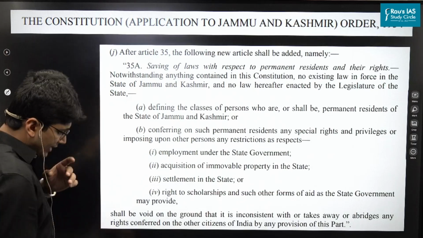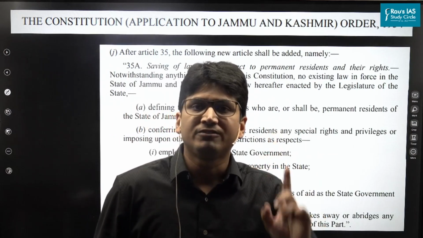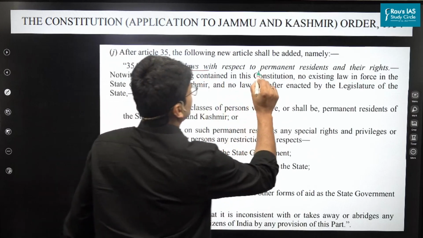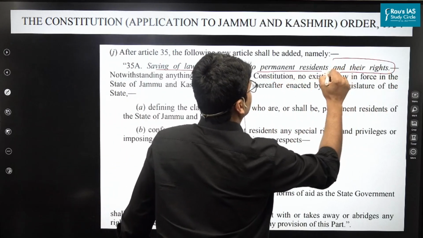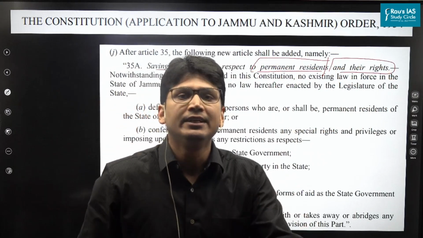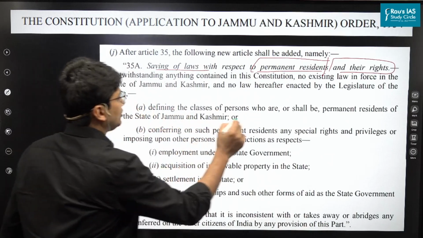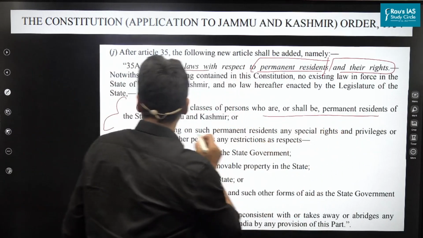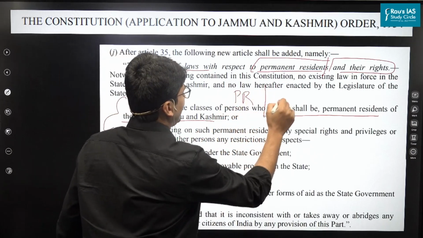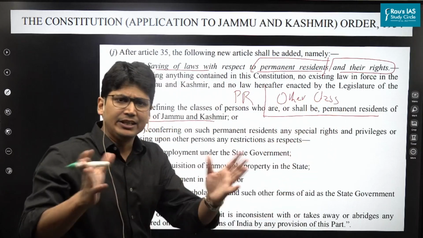Now, if we look at the text of Article 35A, according to the presidential order of 1954, it mentions the saving of laws with respect to permanent residents and their rights. So it creates a set of permanent residents and certain rights for those residents. It defines the classes of persons who shall be permanent residents of the state of Jammu and Kashmir. So there shall be permanent residents and another class or category of residents.